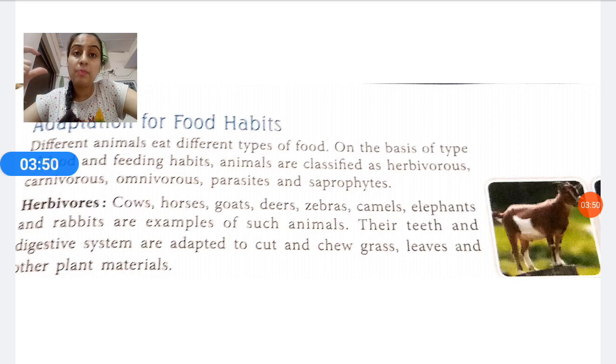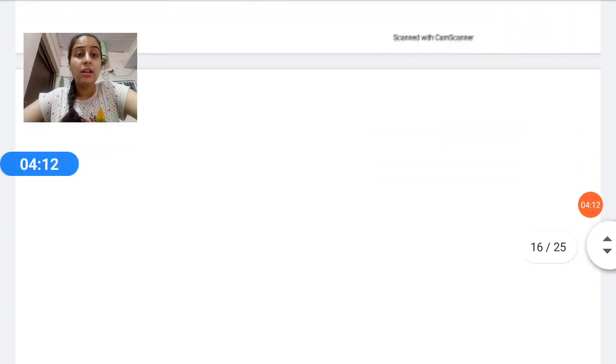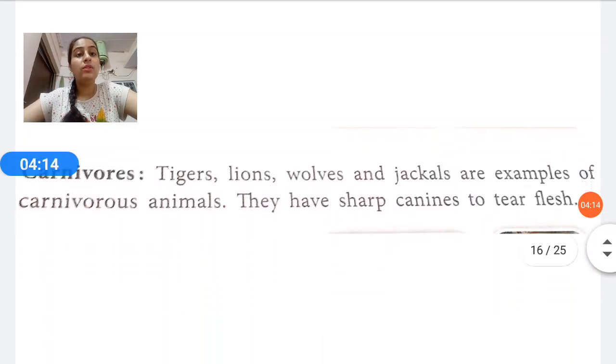Because they are having a special digestive system so that they are able to cut and chew grass, leaves and other plant materials. उनके teeth ही इस तरीके से होते हैं जिससे वो grass को काट पाएं, चबा पाएं उनके पत्ते. They are having a different kind of teeth and digestive system that they are able to adapt to this condition. Next is carnivores.